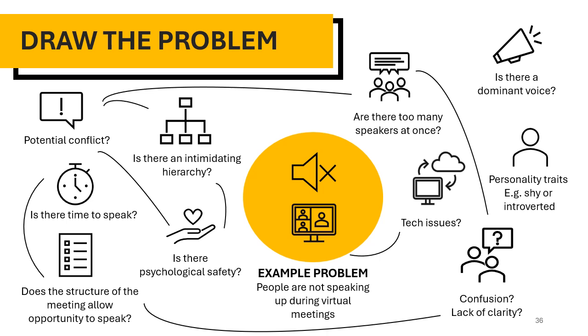Here is just a simple example. It's just one way that you might want to draw a problem. Here in the middle, we've got the example problem of people not speaking up during virtual meetings. So all of these little icons represent different potential factors, and as they've come up, we've moved them around so that they relate to each other. We've drawn some lines to indicate some relationships, and it's just there to help us visualize the problem better.